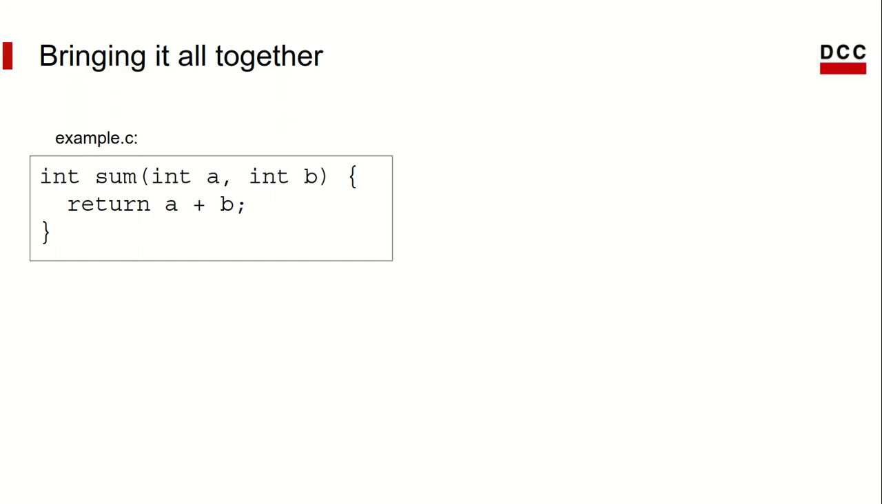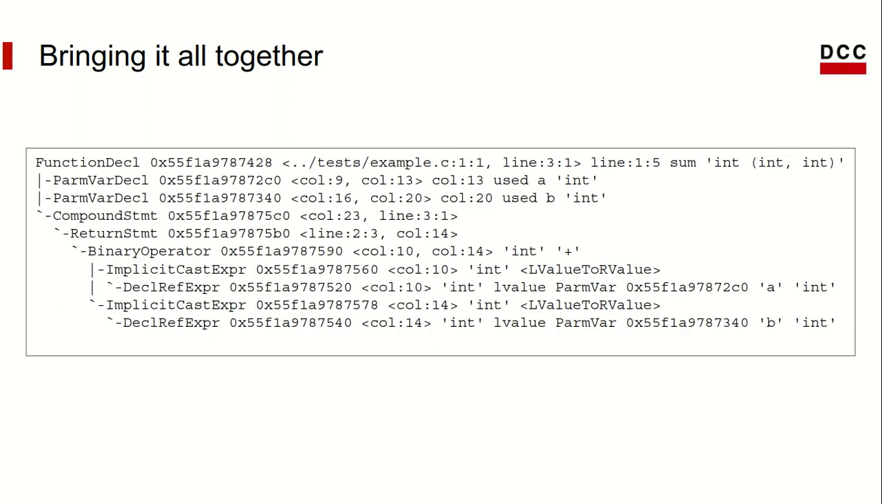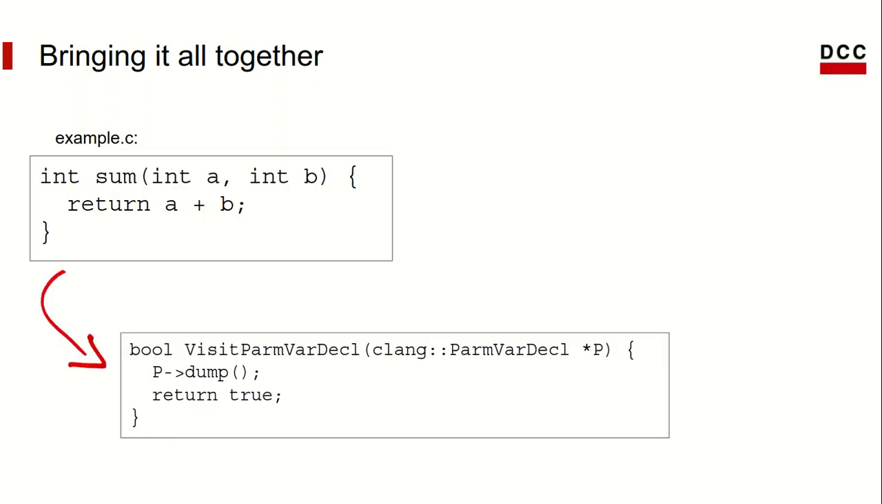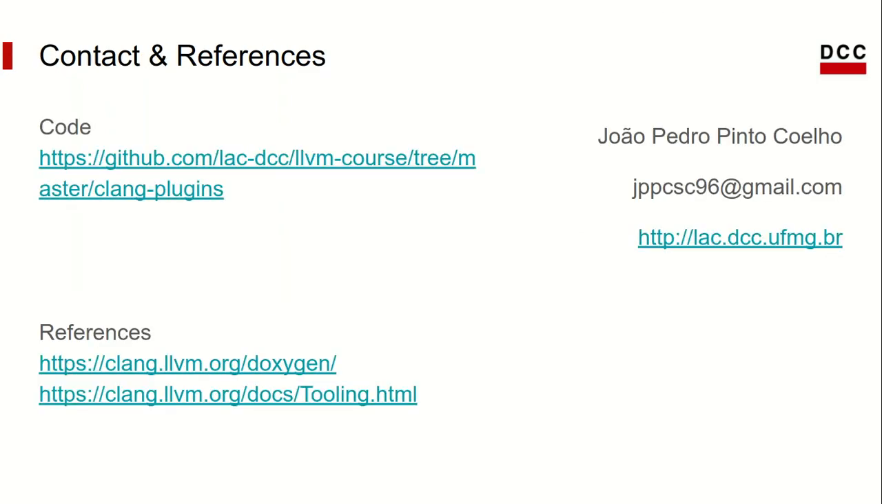The example.c file has just one function, sum, of type int. If we have implemented the VisitFunctionDecl method, we would get this output. If you go back to our first video, you'll see this is just like the AST dumps we've made back then, and now you can do it using your own code. Similarly, if we were to run this using VisitParmVarDecl, we would get this output. Notice that each line represents one of the parameters of our function.